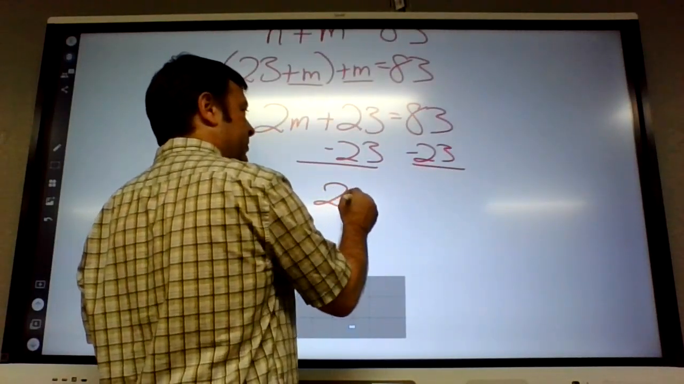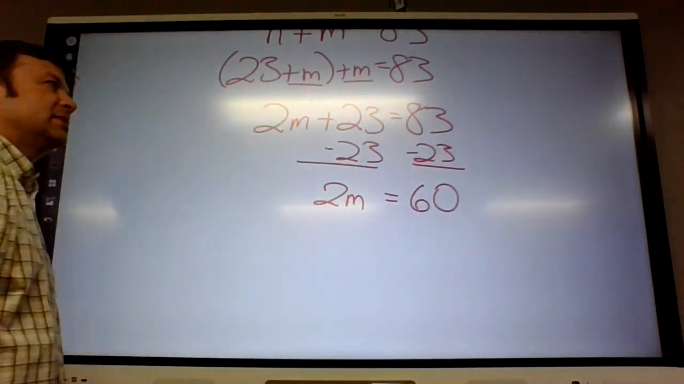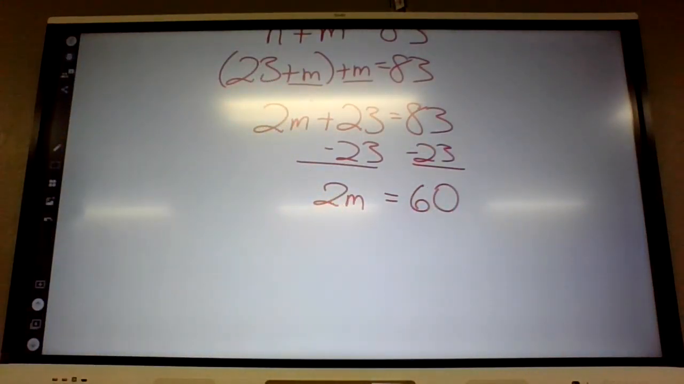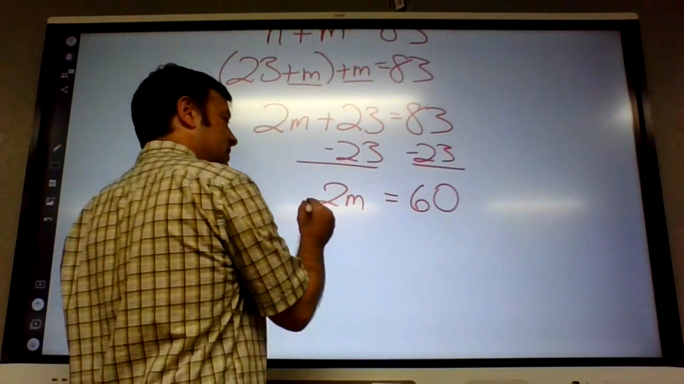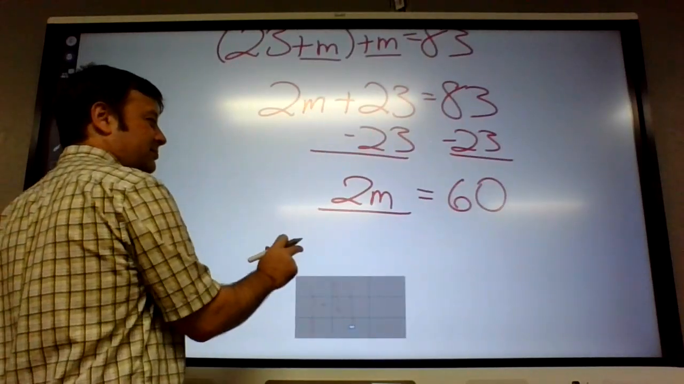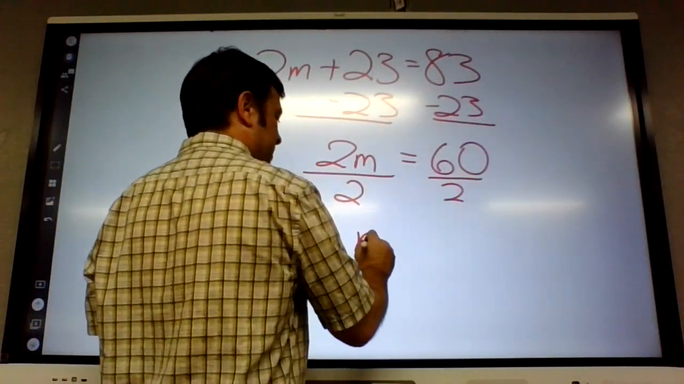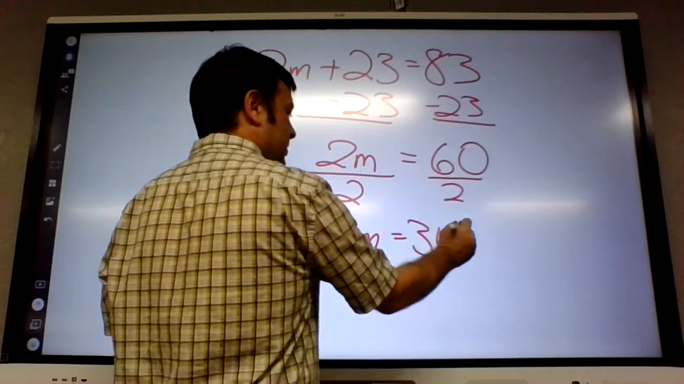You could kind of play around with numbers in your head until you found something that worked for these 2 conditions. That might take a while. This is the algebra way of doing it. If you divide by 2, we get m is 30. Well, normally that's where we stop.